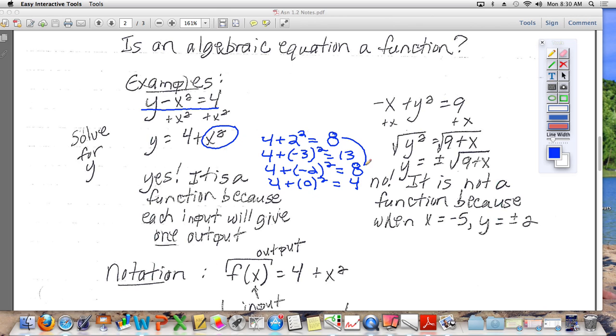Do you guys remember the vertical line test from a couple years ago? Maybe last year? I think it was when you took geometry, so it would have been a couple of years ago. Do you remember the vertical line test? Yes? No? Let's say you have a graph.